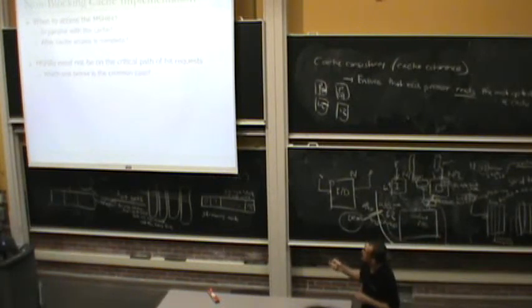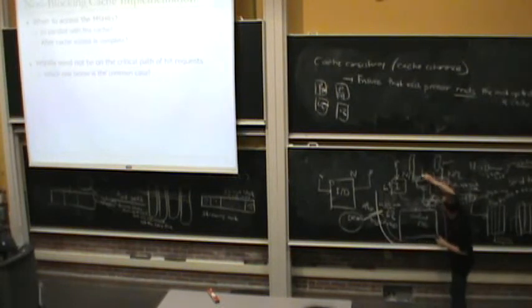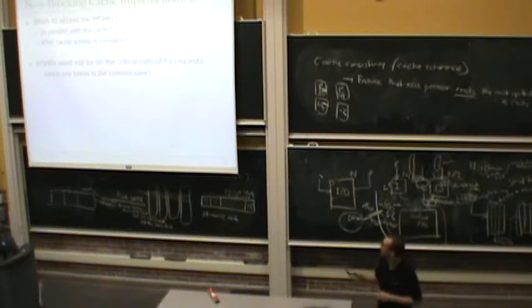So MSHRs do not need to be on the critical path of the hit requests. If you put them here, then you're putting the MSHR into the critical path of the hit request. And that's a very bad design choice. Because, well, which one is the common case?